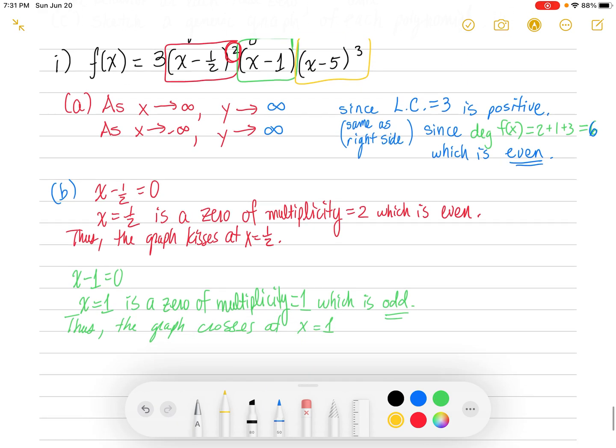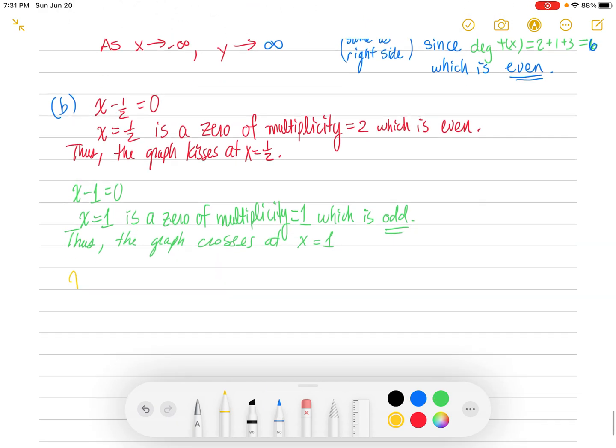Okay. Finally, I guess yellow is the color. We're going to take x minus 5, set it equal to 0, add 5 to both sides, and we get x equals 5 is going to be a zero, or a root, or an x-intercept, however you want to say that.